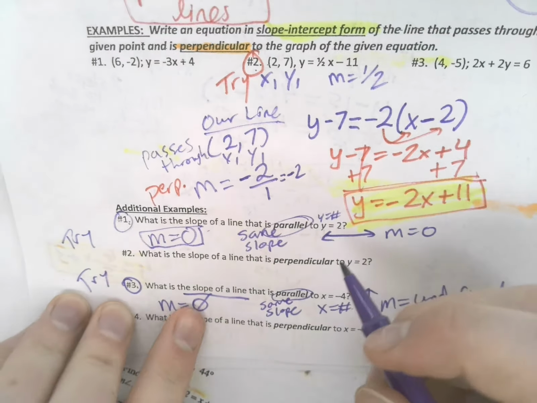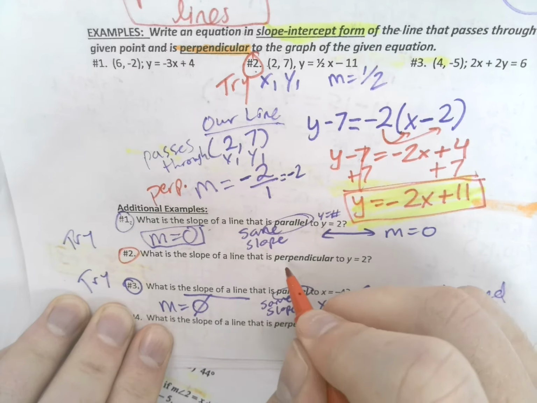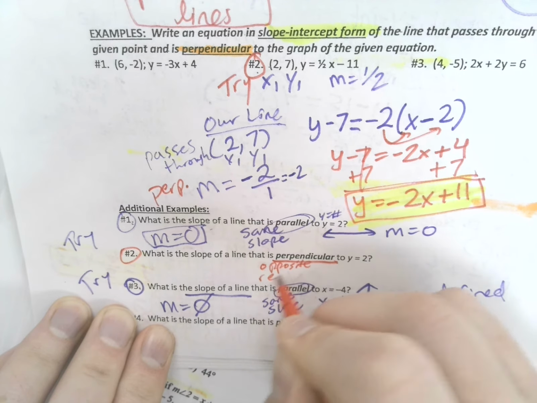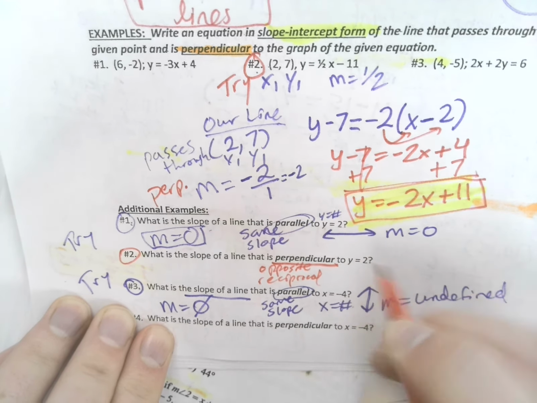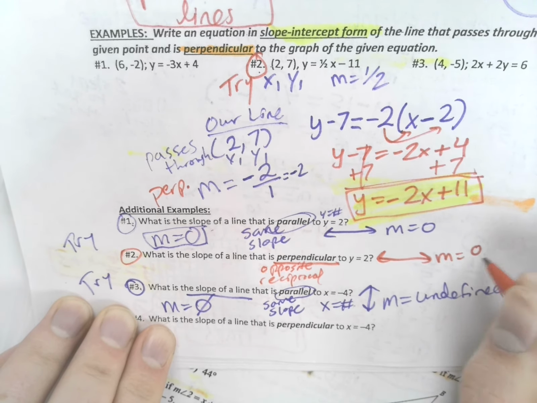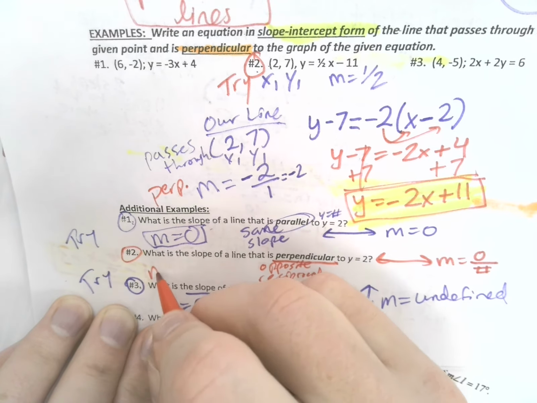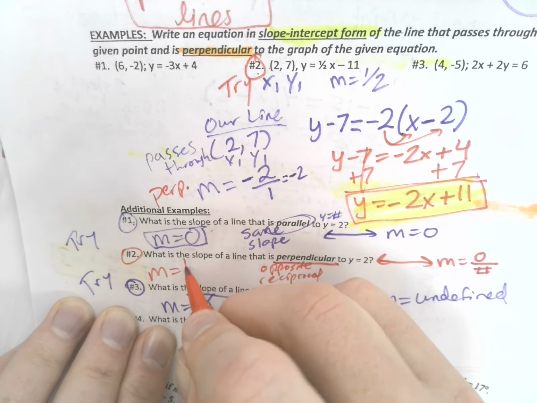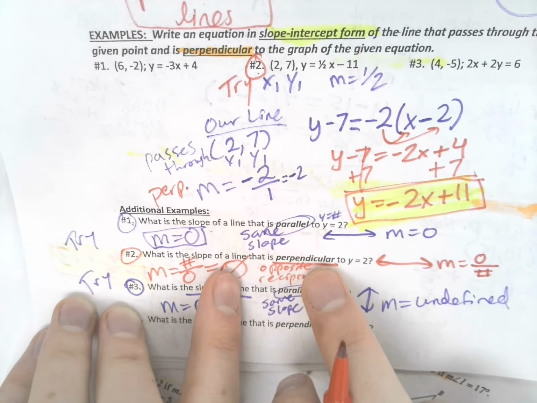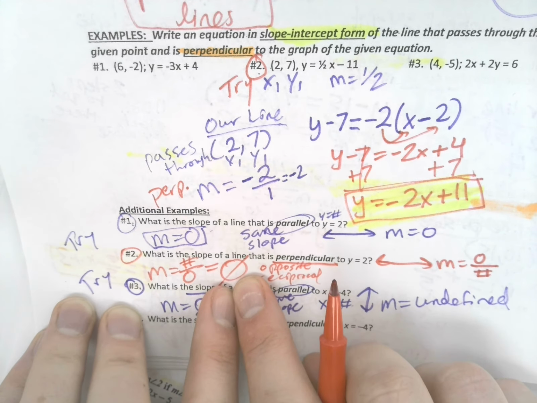So, obviously, just for funsies, number 2, last one here. What is the slope of a line that is perpendicular? So opposite reciprocal to y equals 2. Well, just like we said, horizontal line, slope is 0 over a number. Flip that, it would be a number divided by 0, which you cannot do. So a slope that would be perpendicular to a horizontal line, slope of 0, would be undefined.